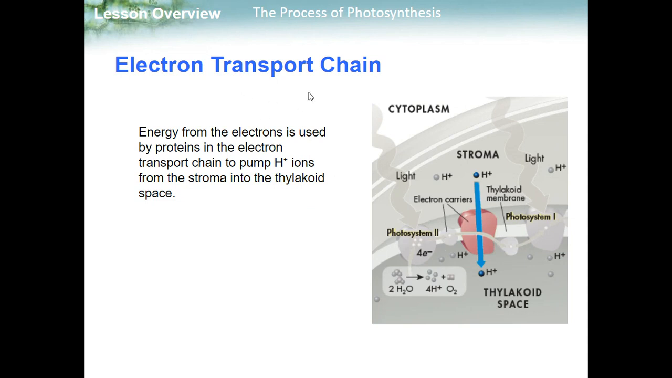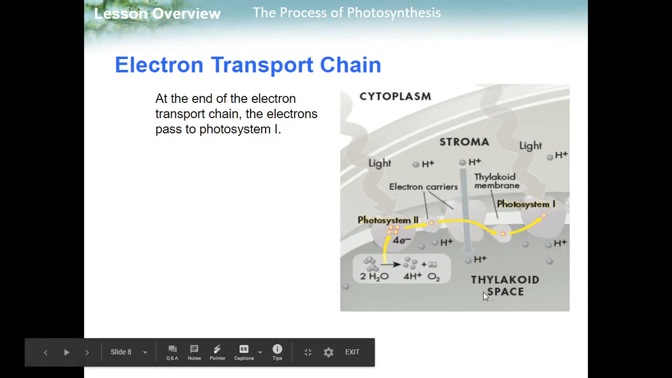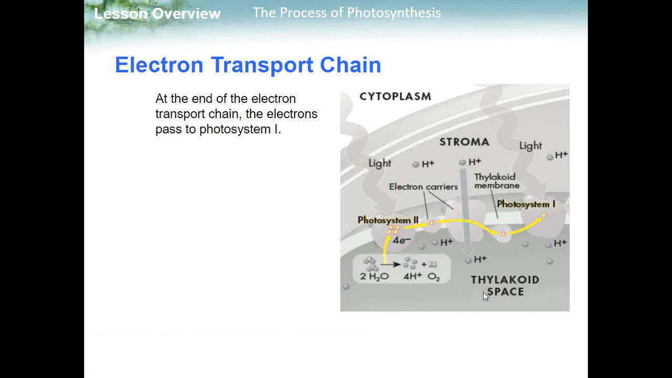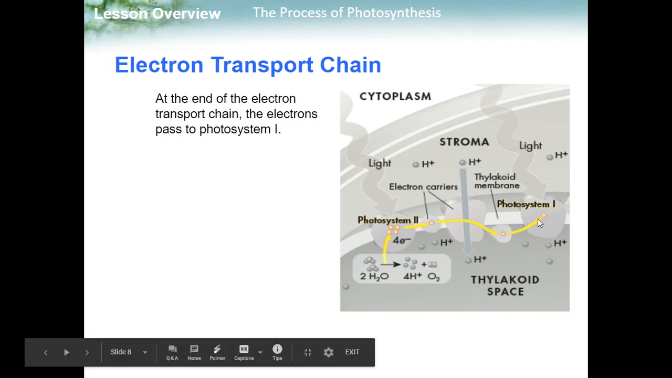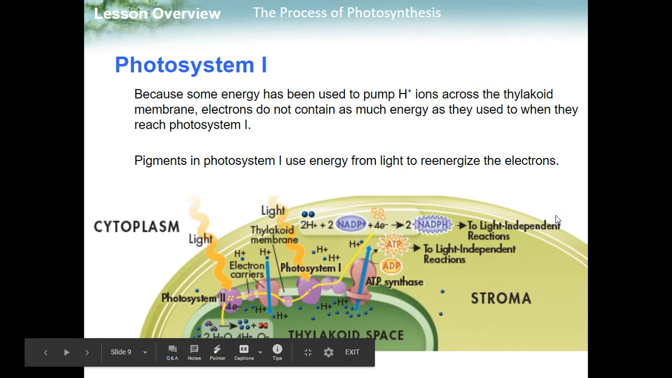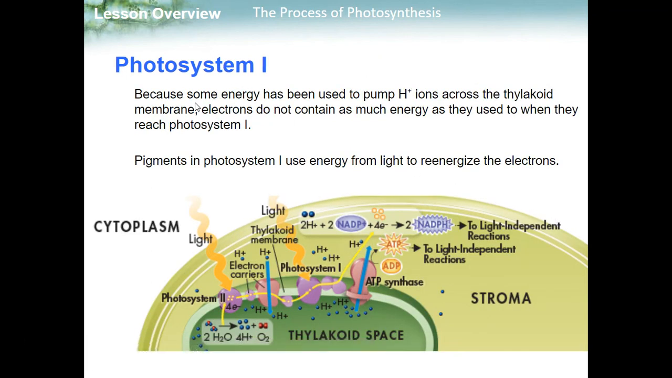Now in the electron transport chain, the energy from the electrons is used by proteins in the electron transport chain to pump hydrogen ions from the stroma into the thylakoid space. At the end of the electron transport chain, the electrons pass to the photosystem 1. It's in here now. Now in the photosystem 1, because some energy has been used to pump ions across the thylakoid membrane, electrons do not contain as much energy as they used to when they reach photosystem 1.